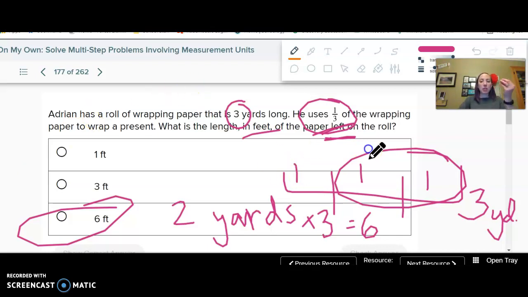So kind of depending on which way I want to think about it, either way would work. But there was that middle, like, well, how much did he use in yards? How much is left in yards? And how much is left in feet?